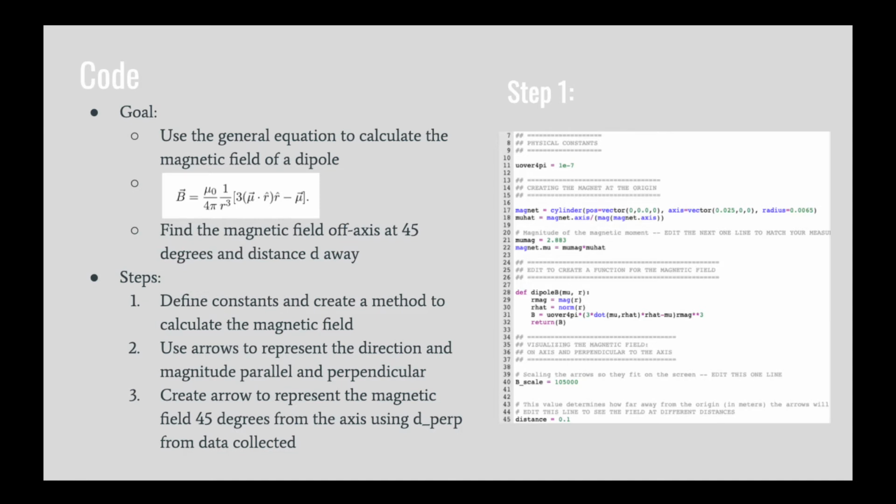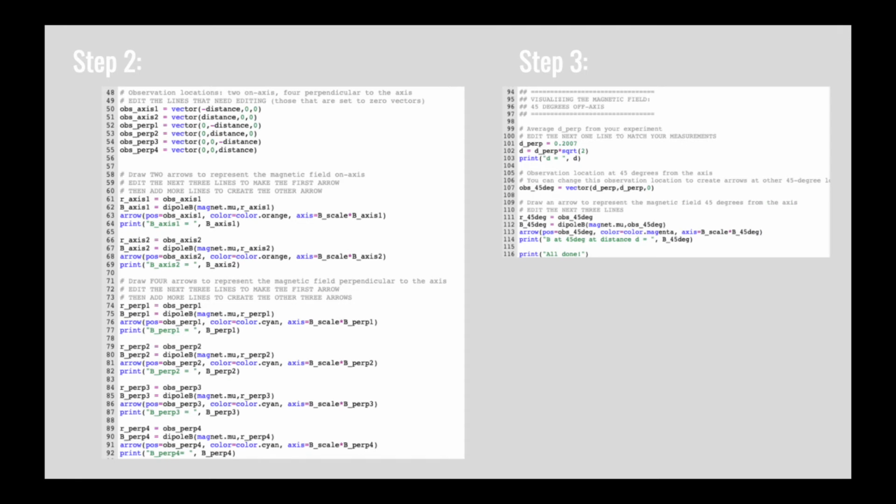Going through the code, the steps go as follows. First, we want to create a method to calculate the magnetic field. Then, we create arrows to represent the magnetic fields using the calculations in step 1 to determine the direction and magnitude. There are 2 arrows used to show the on-axis magnetic field, which are in orange, and 4 arrows to show the perpendicular components that are in cyan. Lastly, we will use the average perpendicular distance we got from our experiment as d in order to solve for the magnetic field 45 degrees from the axis at that distance d away.